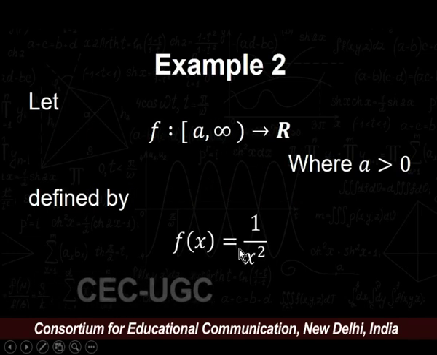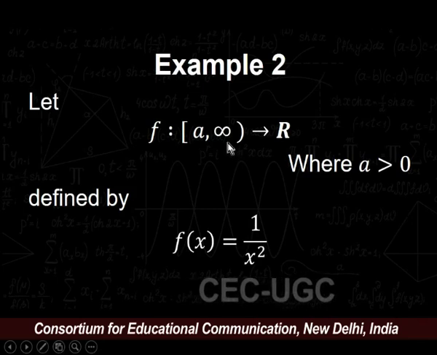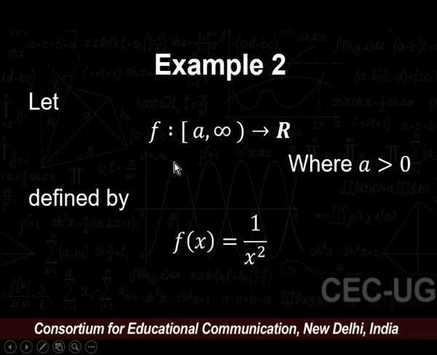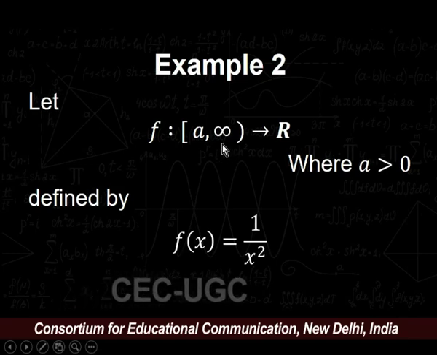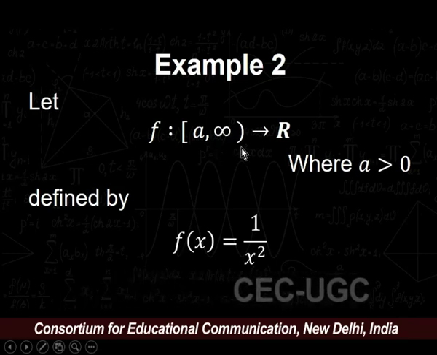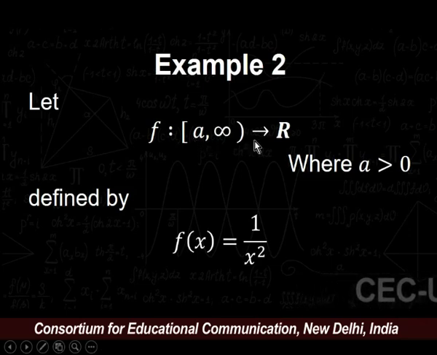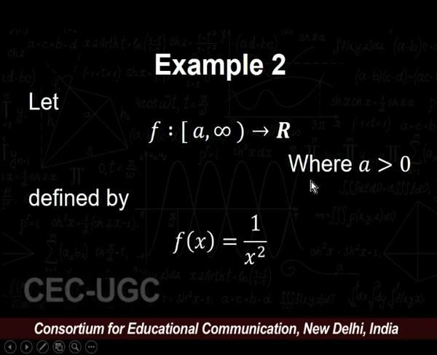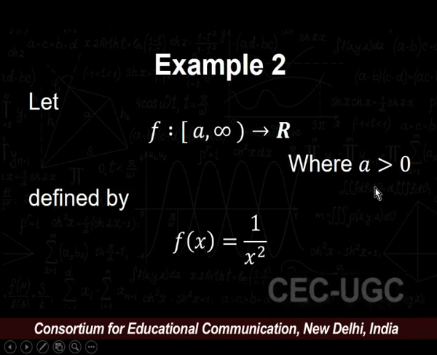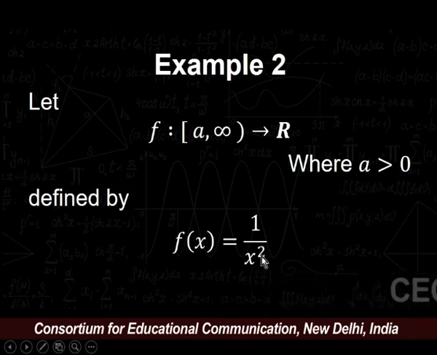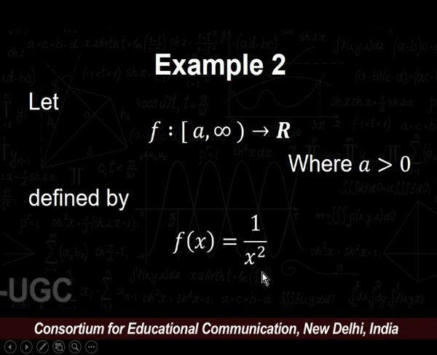Now, moving towards our next example: we have a function defined from I to R, where I is a semi-open interval, I = [a, infinity), where a is a strictly positive number, defined by f(x) = 1/x^2.